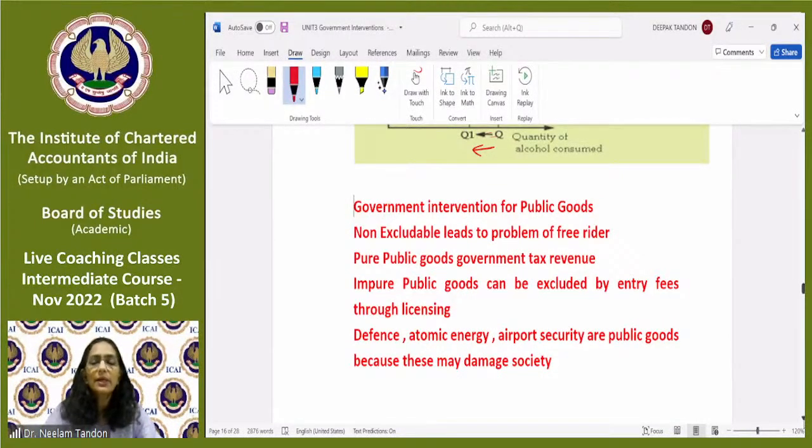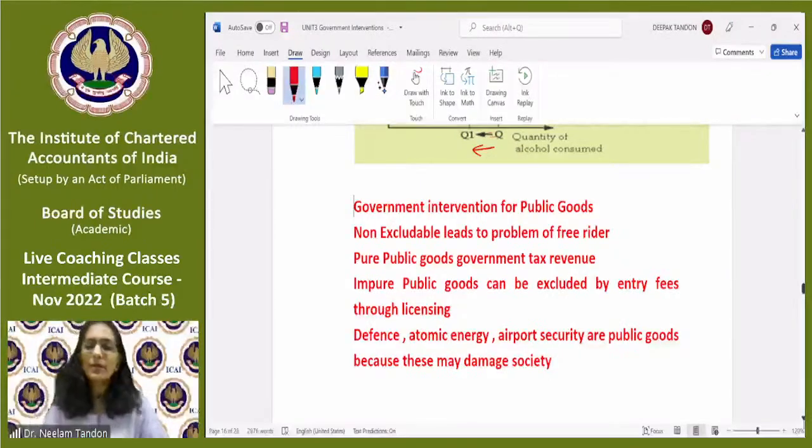So entry fees can be there. They can go for entry fees. We have seen in many cases, just say, impure public good entry, just say public parks are there. Sometimes they go for fixing some. I believe Qutub Minar, if you are in Delhi and have been to Qutub Minar, they go for charging a certain amount of money, some basic amount of money, so that generates tax revenue, and it helps to take care of that monument and other things.